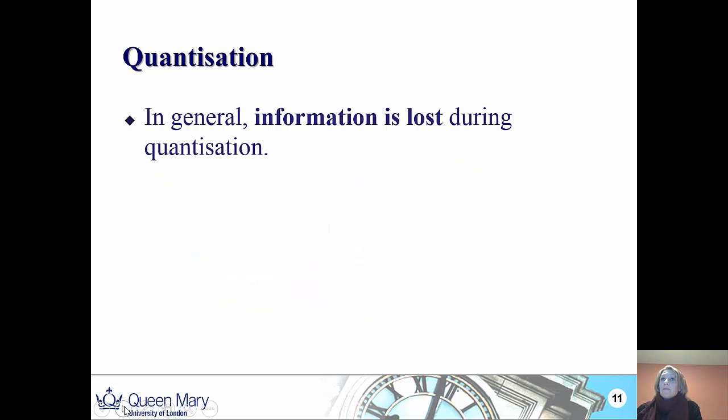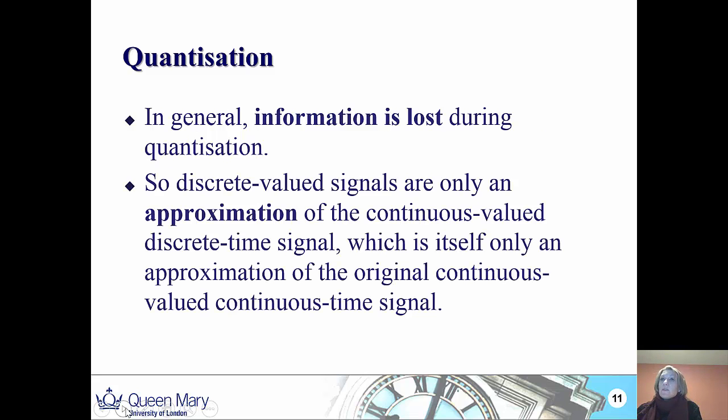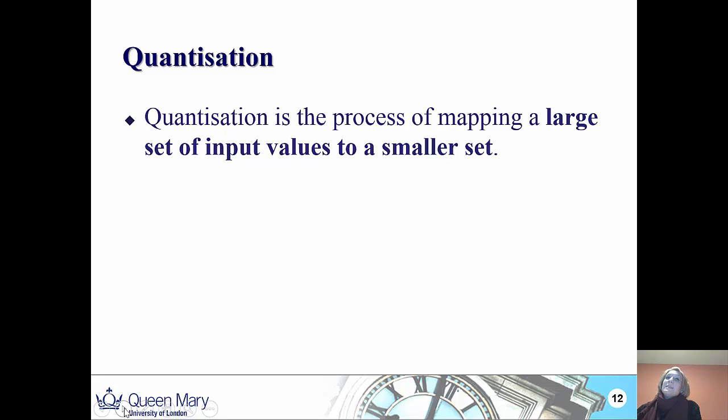So in general, we can say that information is lost during this quantization process, and discrete valued signals are therefore only an approximation of the continuous valued signal. So essentially, what is quantization? It's a process of mapping a potentially large set of input values to a smaller set of values. So we're restricting the range of values which may be used to represent a continuous signal.